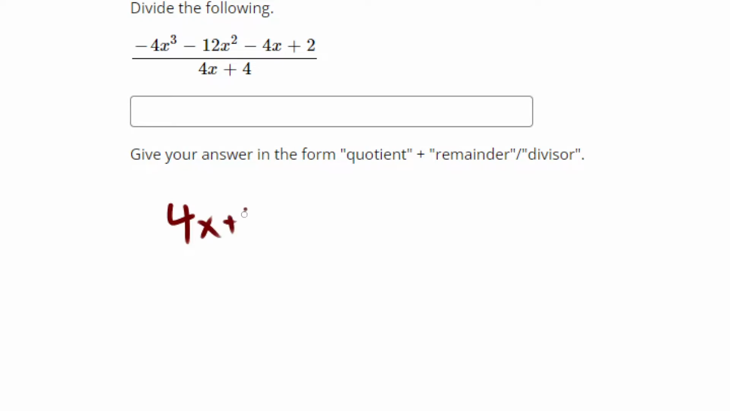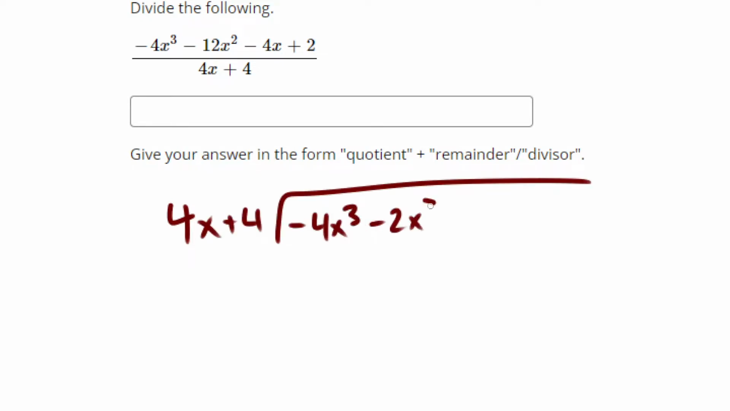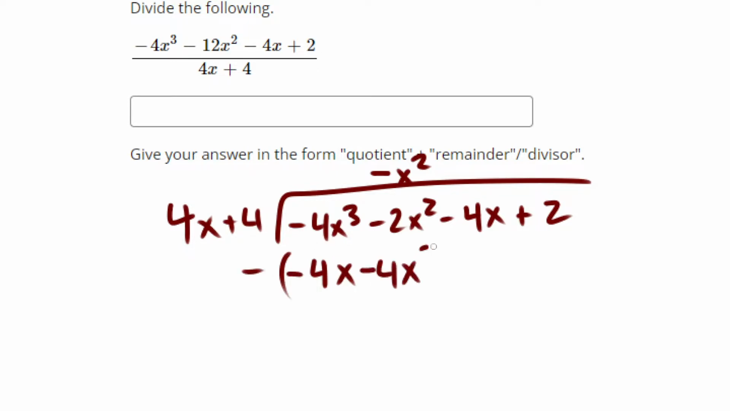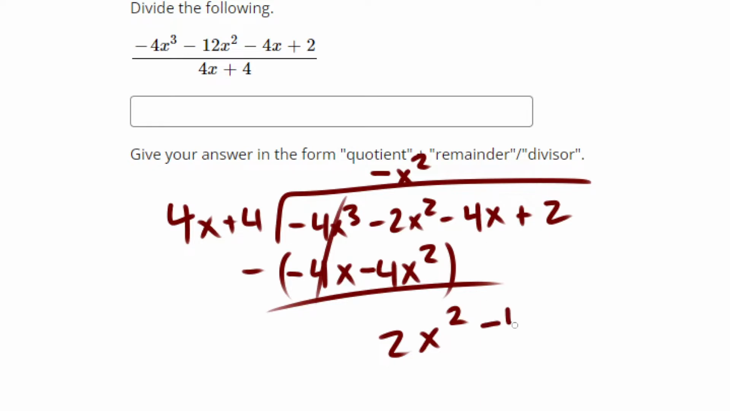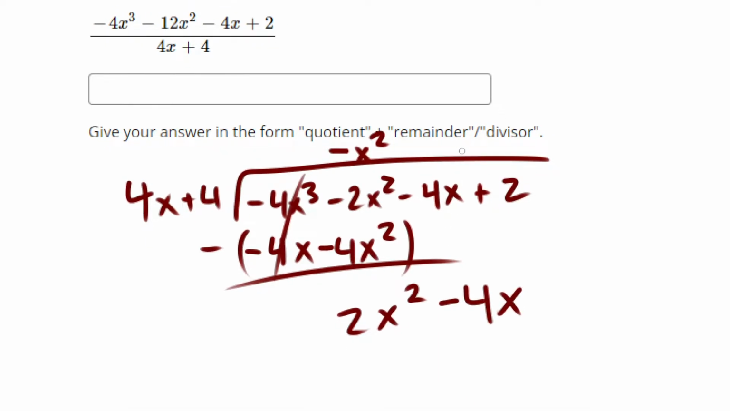So yeah, this last one I'm going to go extra speedy fast. So 4x plus 4, negative 4x cubed minus 2x squared minus 4x plus 2, and 4x will give me x squared. That'll give me 4x. And I want negative x squared. And then minus 4x squared. That cross out. Gives me 2x squared. And then minus 4x.